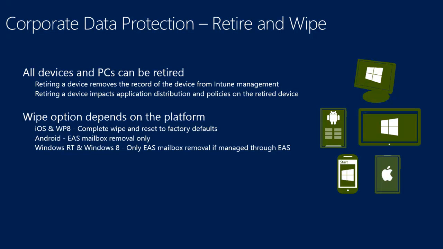So all your corporate data's been wiped off it, but of course all personal data will be wiped off it as well. For Windows Phone and iOS, that is a complete factory wipe. If you do that wipe using Android, it will actually use Exchange ActiveSync to do the wipe, which will just be a mailbox removal, unfortunately. That's a limitation we have with the platform there.